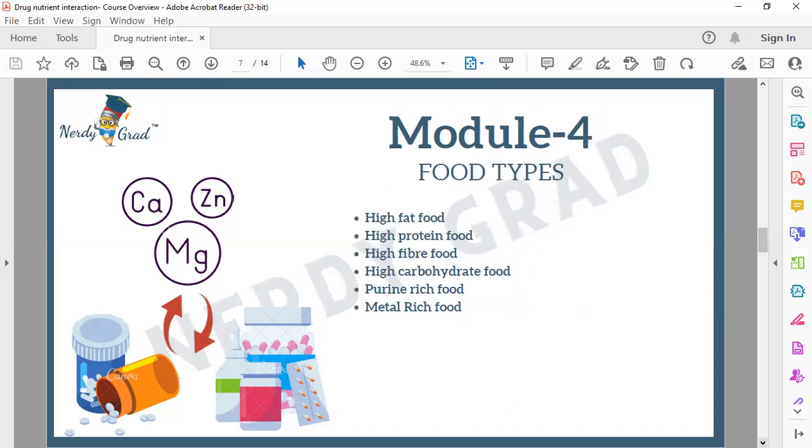The next topic is module 4, food types. How different food types influence drug nutrient interactions in our body. So what are the types of food, classification of food? High fat food, protein rich food, high fiber food, high carbohydrate food, purine rich food, and food that is very rich in metals.